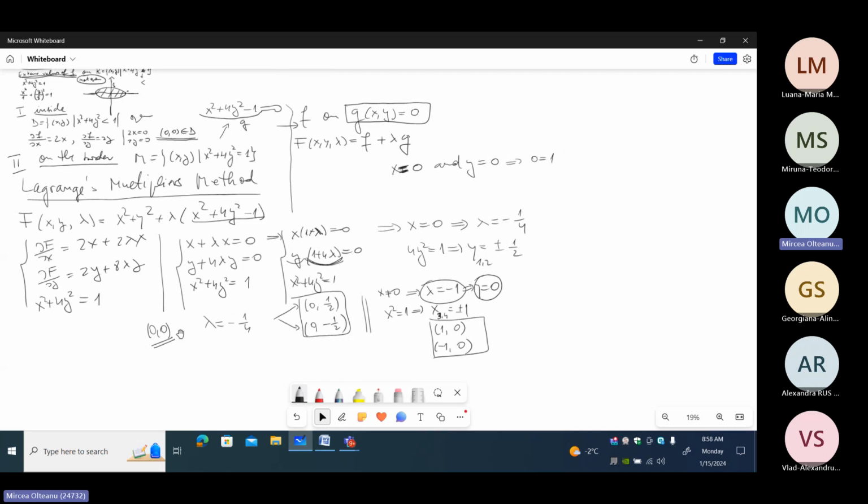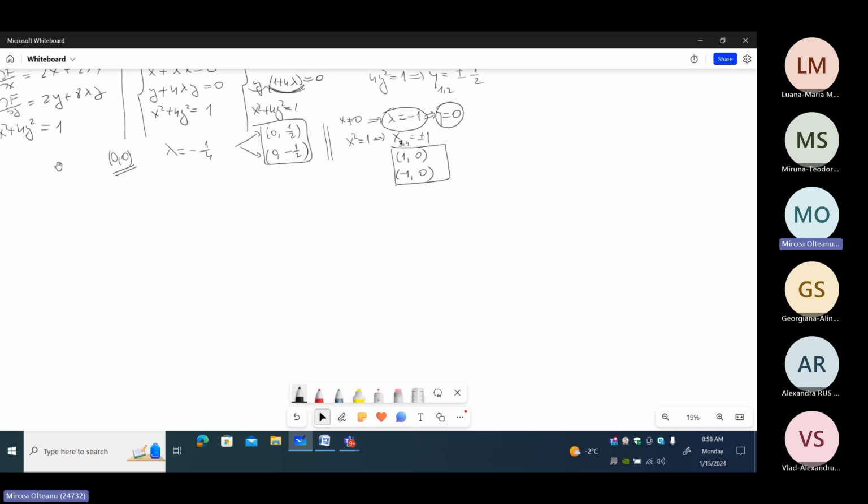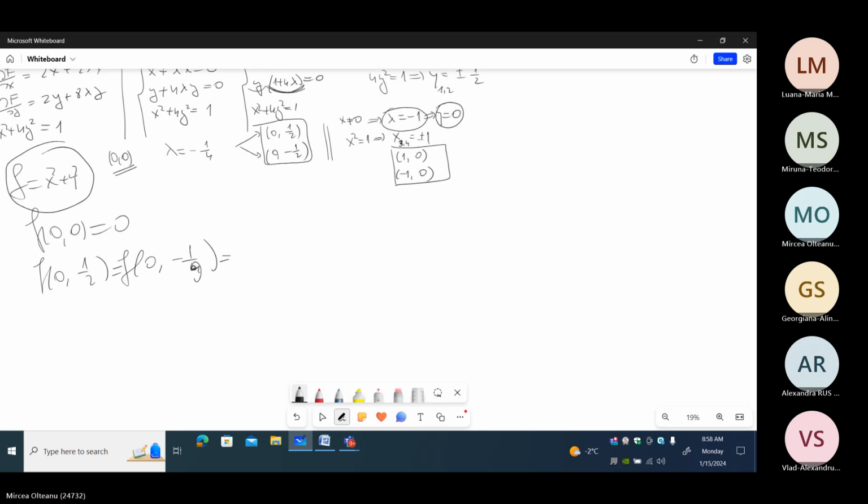And now all we need to do is to compute the values of the function f at these points and compare them. f of (0, 0) is 0. Remember, f was x squared plus y squared. f of (0, 1 over 2) actually equals f of (0, minus 1 over 2), which is 1 over 2 squared, which is 1 over 4. And f of (1, 0) equals f of (minus 1, 0). It equals, by chance, not in general, this is not true, which is 1. Yes.